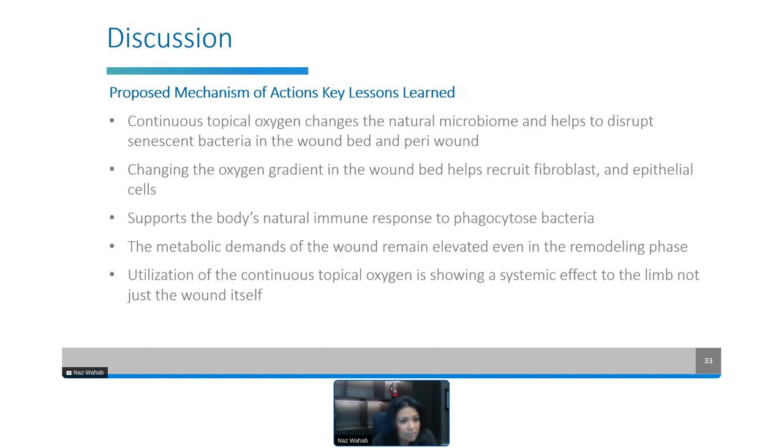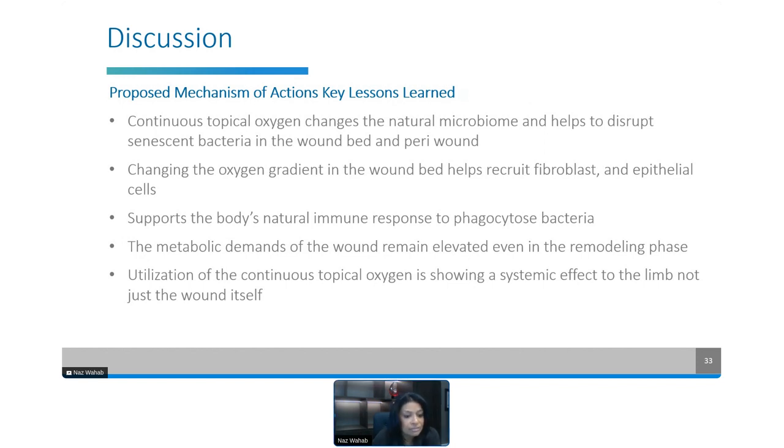Discussions on why we think this might be working. Again, continuous topical oxygen changes the natural microbiome. Dr. Schultz will talk about this extensively in our next lecture, but it also helps to disrupt those senescent bacteria and start to have movement in that wound bed. It helps to decrease that wound bed edema by mobilizing some of those bacteria from the peri-wound as well. There's changes in that oxygen gradient in that wound bed, which helps recruit fibroblasts and epithelial cells. It supports the body's natural immune response to phagocytize bacteria.